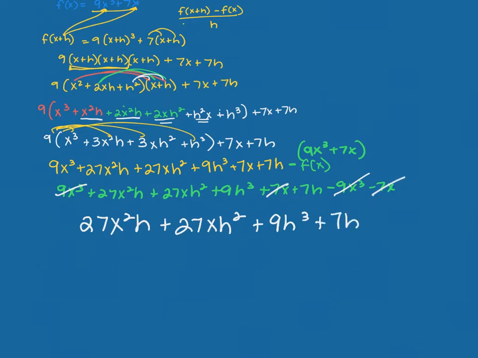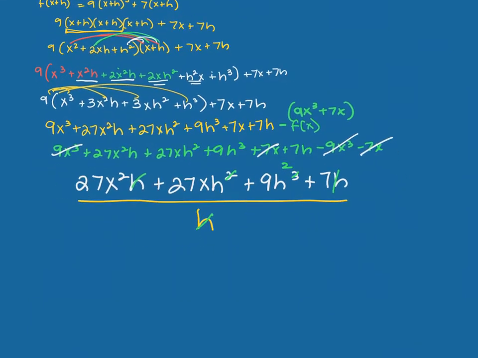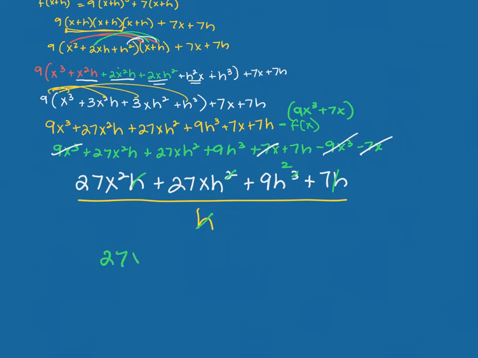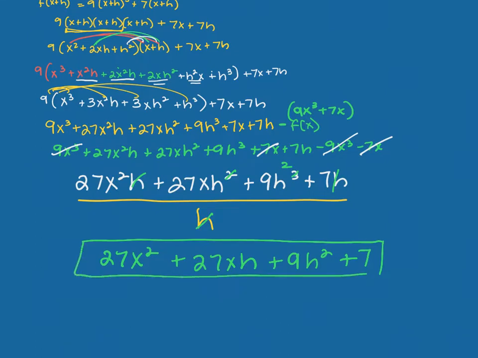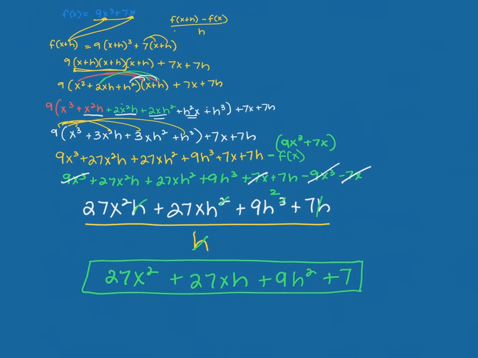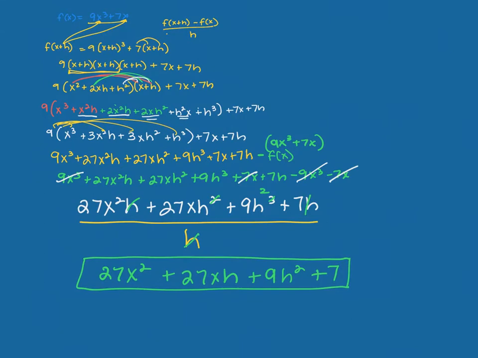And the last step is what? It all goes over h. And then the h's. So I have 27x squared plus 27xh plus 9h squared plus 7. Be very careful with so many steps. It's really easy to make a silly mistake.